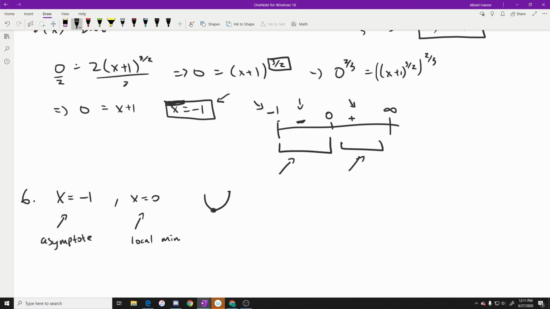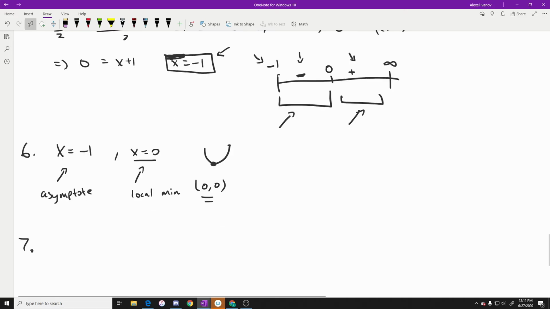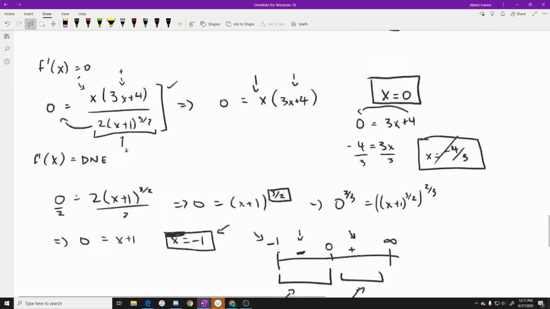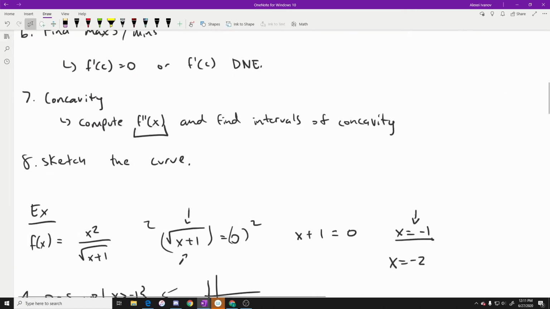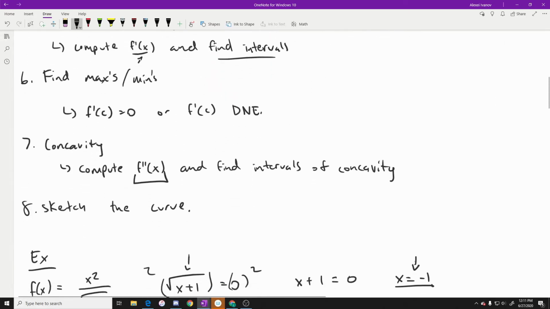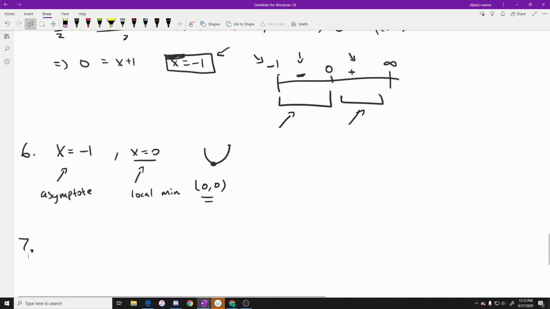And now we know actually what the value of x equals 0 is. The point is going to be 0, 0. And we've computed this already with our x and y intercept. Now that we've computed our local min and max, it's time to move on to step number 7. Step number 7 tells us to find the concavity by computing f double prime. So let's go ahead and do that.